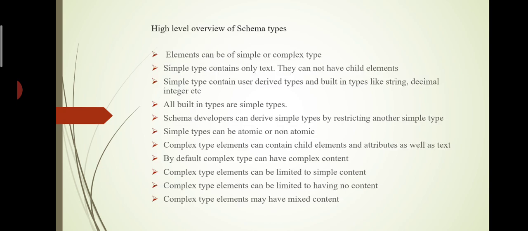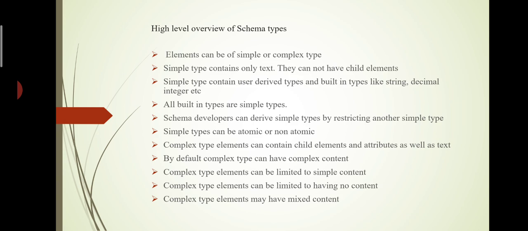Coming to the different types of schema elements. The different types present in this schema are complex type and simple type. Elements can be either the simple type or complex type. Simple type contains only text and doesn't have any child elements, whereas the complex type can contain the text as well as the child elements.